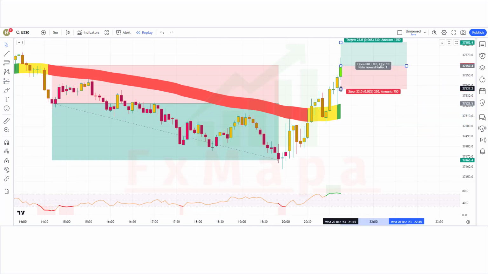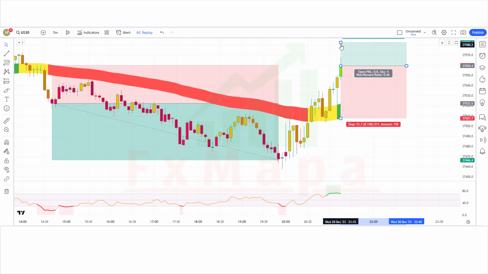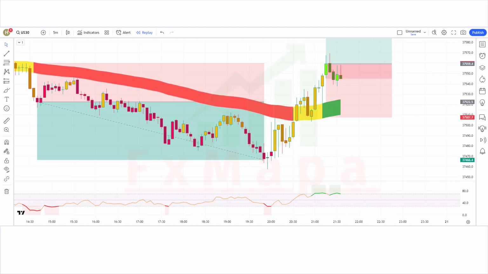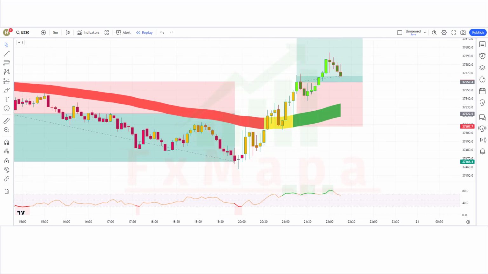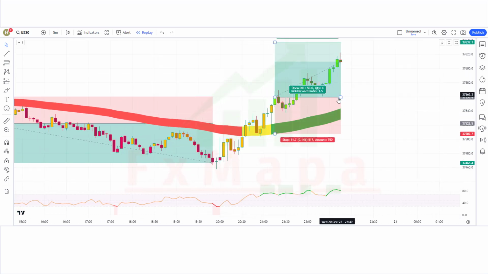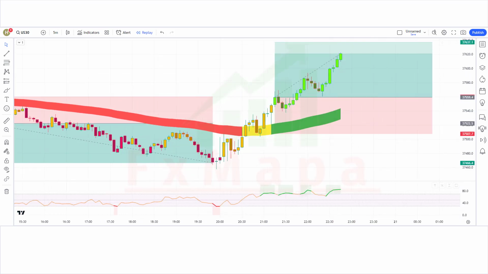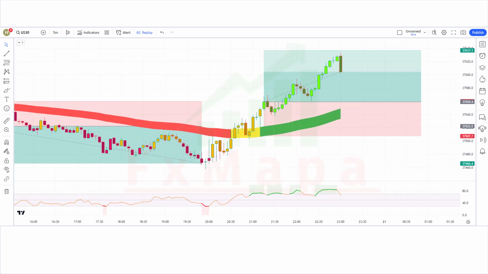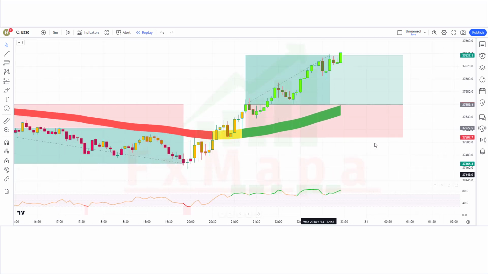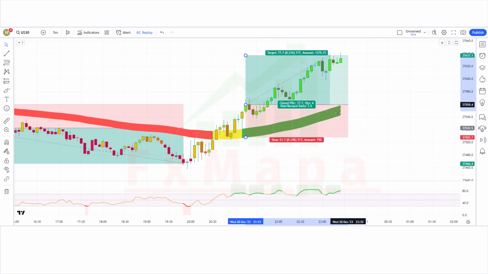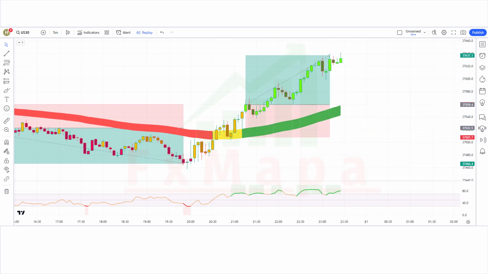Our stop loss will be placed at the Riva-Keltner indicator strips lower. And the risk to reward ratio will be 1:1.5. Let's see what happens to our trade. Our trade is running in profit. We have won the trade. Wait for the next signal.